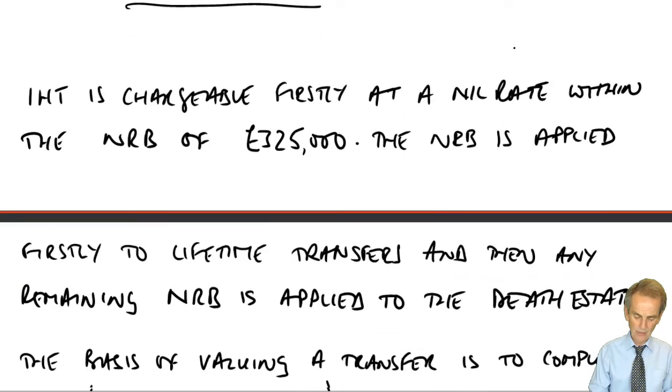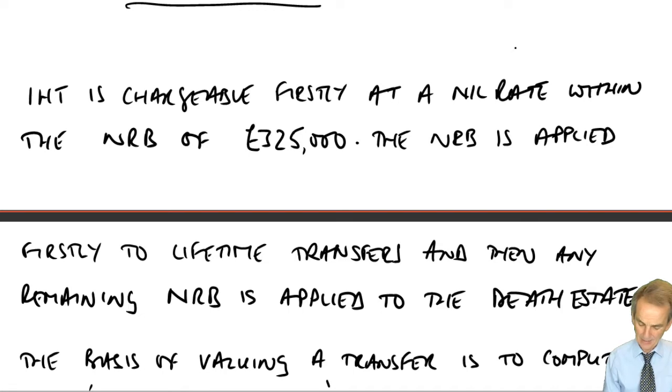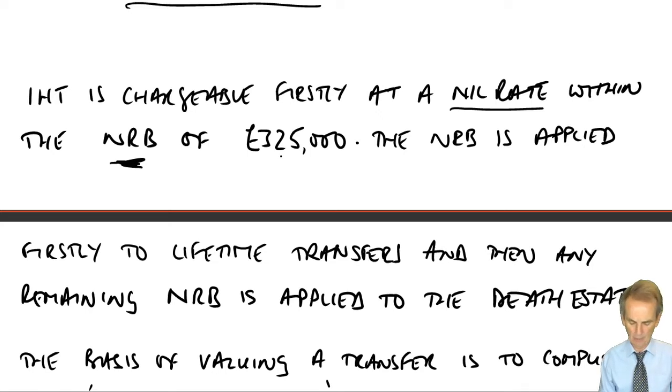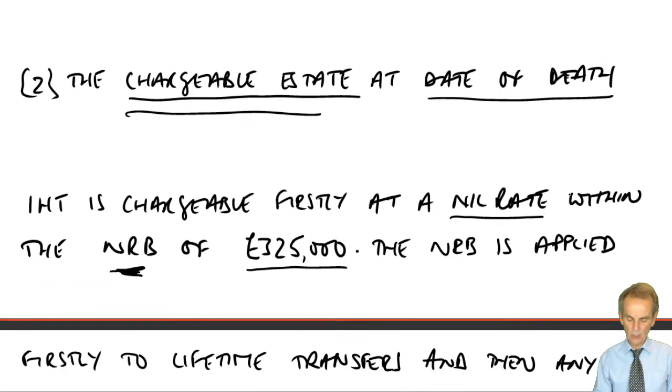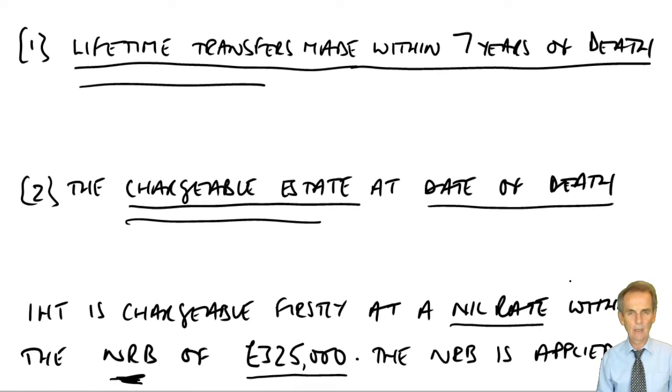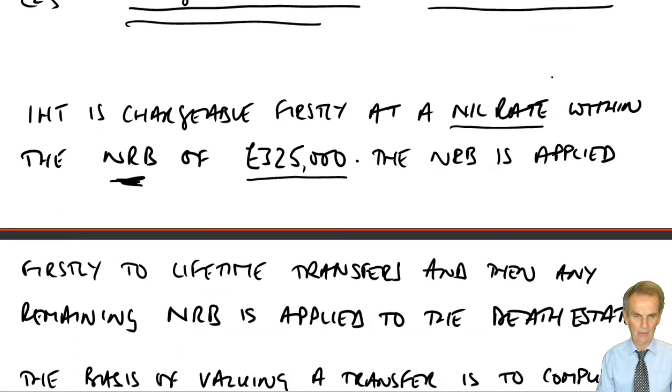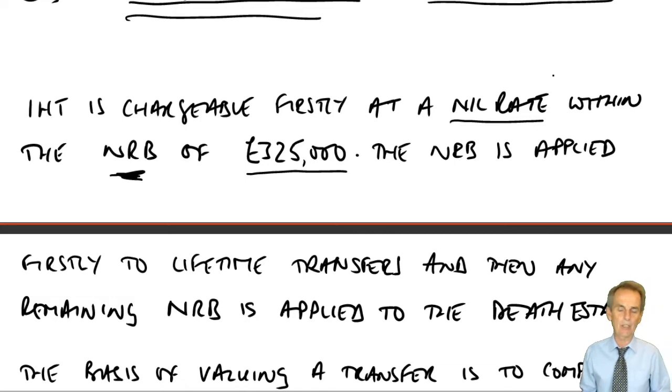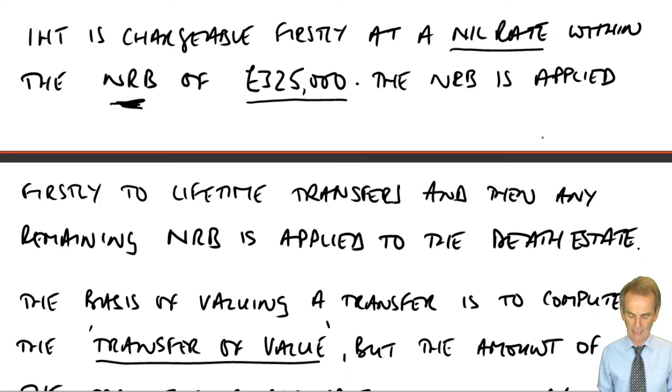Now what we discovered was that IHT would firstly be chargeable at a nil rate band. IHT is chargeable firstly at a nil rate within that nil rate band, given on your rates and allowances page, of course, of £325,000. And because we've just seen the pecking order in which these computations are prepared, it is firstly going to be applied to those lifetime transfers that have indeed fallen within the 7 years of the date of death. Only if those lifetime transfers in that previous 7-year period accumulate to less than a total of £325,000, would then any available balance of that nil rate band be applicable against the estate at death, the chargeable estate at the date of death.